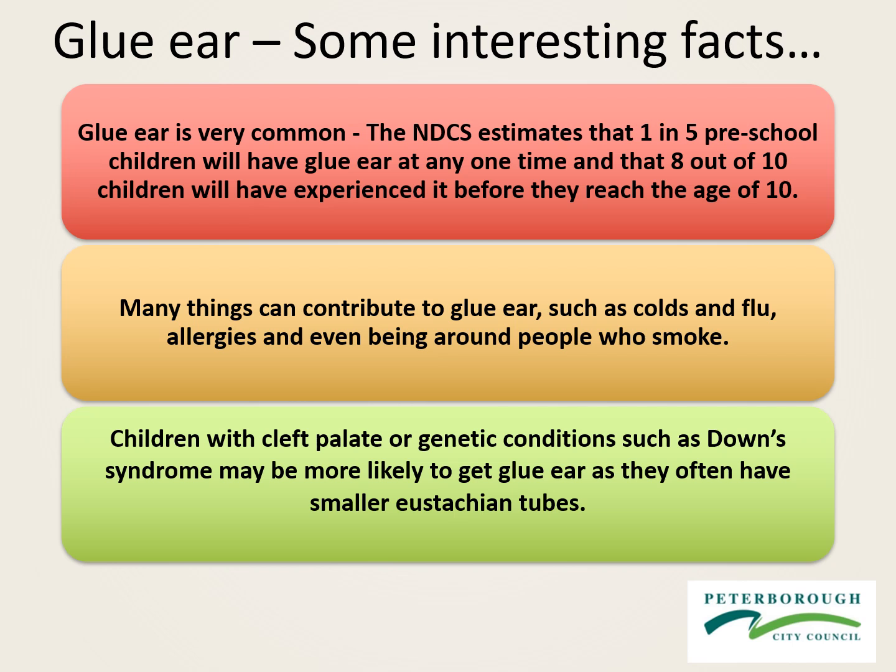This slide shows some interesting facts about glue ear. Especially interesting is how common it is. As it shows, the NDCS estimates that 1 in 5 preschool children will have glue ear at any one time, and that 8 out of 10 children will have experienced it before they reach the age of 10. Many things can contribute to glue ear, such as colds and flu, allergies, and even being around people who smoke. And children with cleft palate or genetic conditions such as Down syndrome may be more likely to get glue ear, as they often have smaller eustachian tubes.